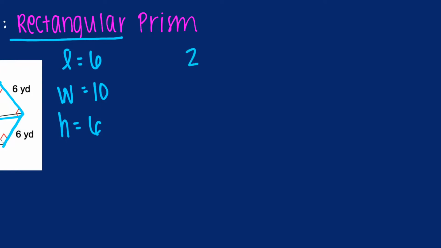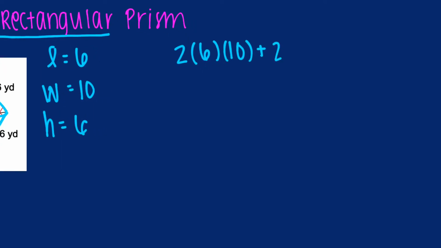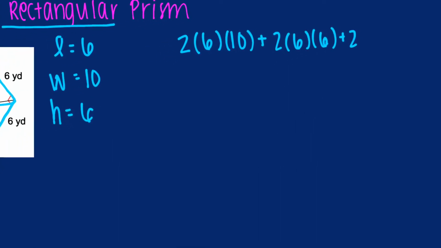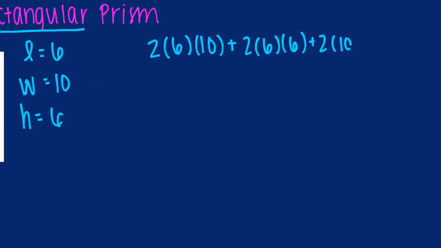So we have 2 times the length times the width plus 2 times the length times the height, and then finally 2 times the width times the height. So 10 times 6. So once you either work this out by hand or plug it into your calculator, you should find that your total surface area is equal to 312.